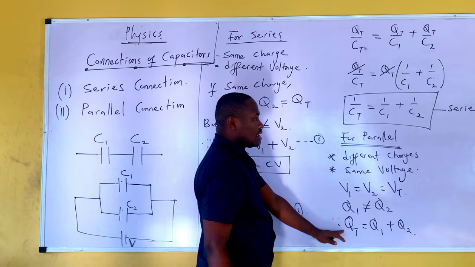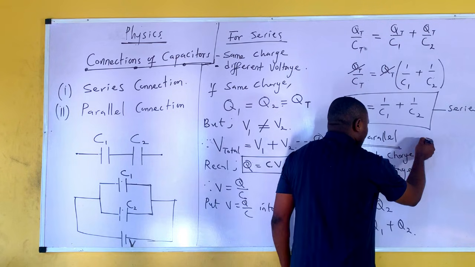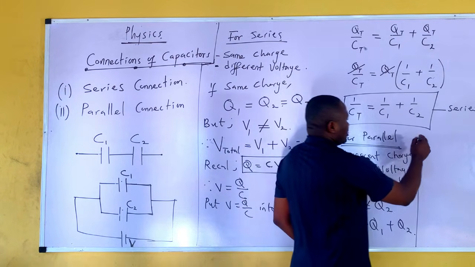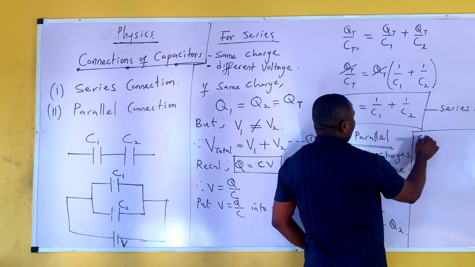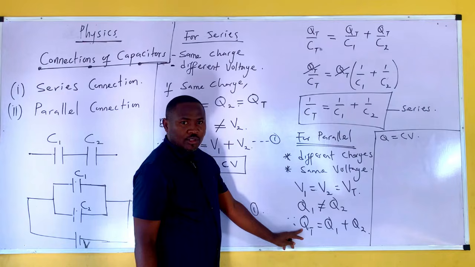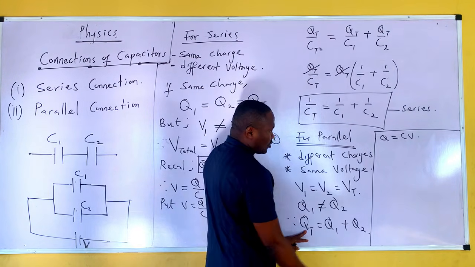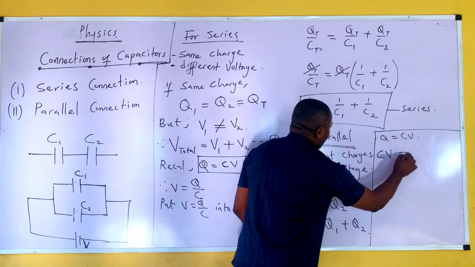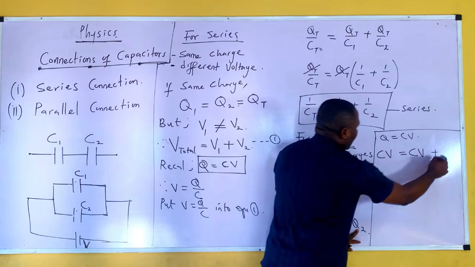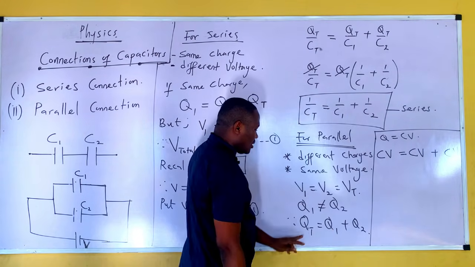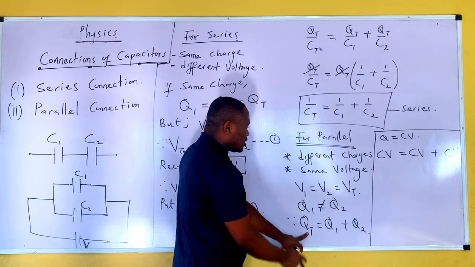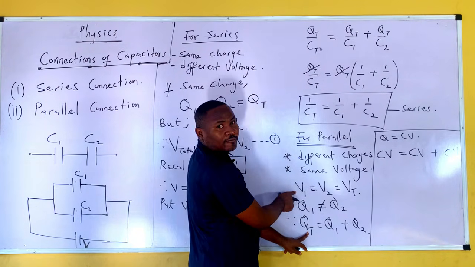So I'll be using charge now to bring this out. How will I do that? Now remember, what is Q? I have Q equals CV. So if Q equals CV, put it into this formula. So I will now have, for this Q total, CV is equal to CV plus another CV. Now let's put it well. This is now your QT, which is my charge total. Now tell me, what do they have in common? They have voltage in common.